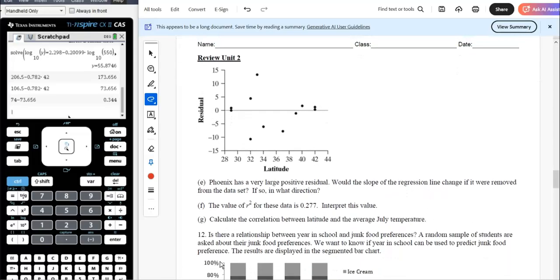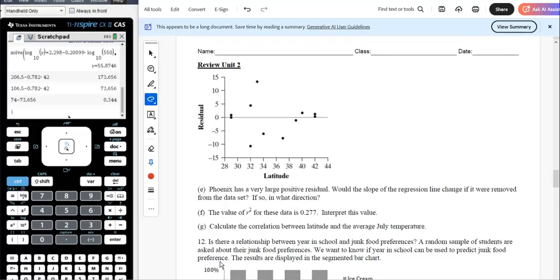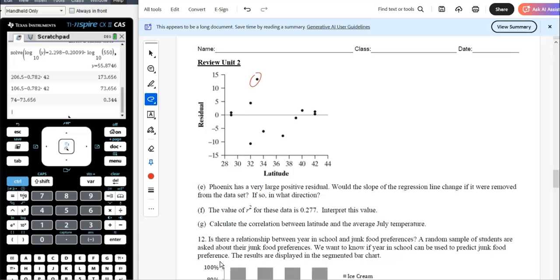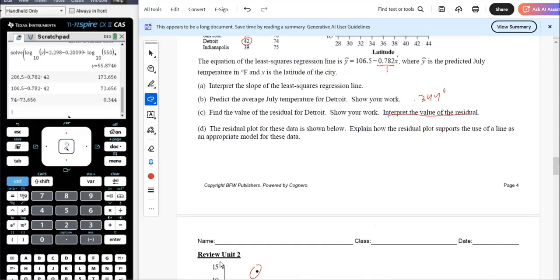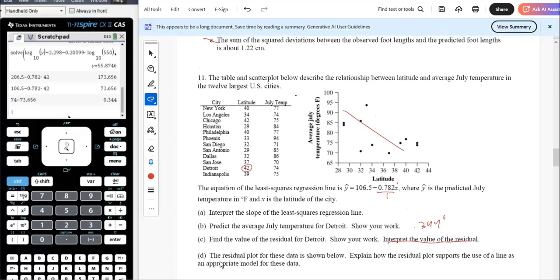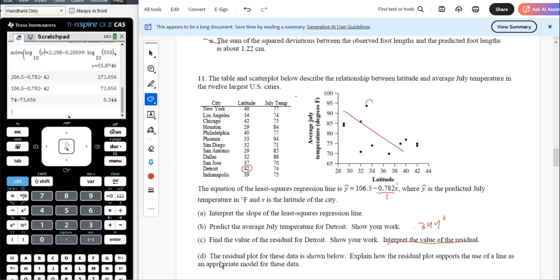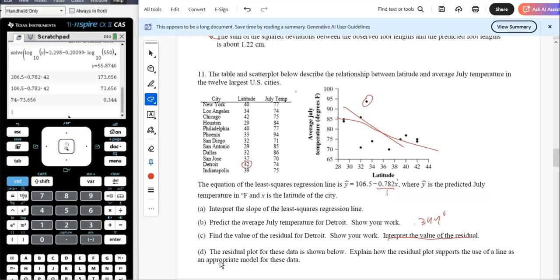Phoenix has a very large positive residual. I guess that might be Phoenix. Would the slope of the regression line change if it were removed from the data set? If so, in what direction? So I'm guessing that could be Phoenix there. So if that was removed, I would probably do that. So the slope would decrease.